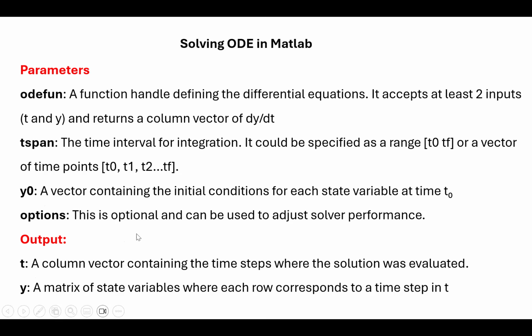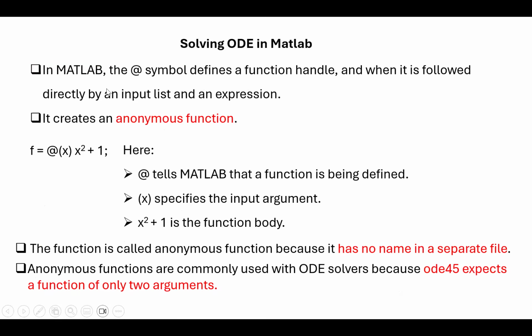Okay, so for example, in MATLAB, the @ symbol is used to define a function handle, and when it is followed directly by an input list and an expression, it is used to create an anonymous function. So what does that mean? Anonymous because it doesn't have a name. It doesn't have a separate name that is stored in a file.